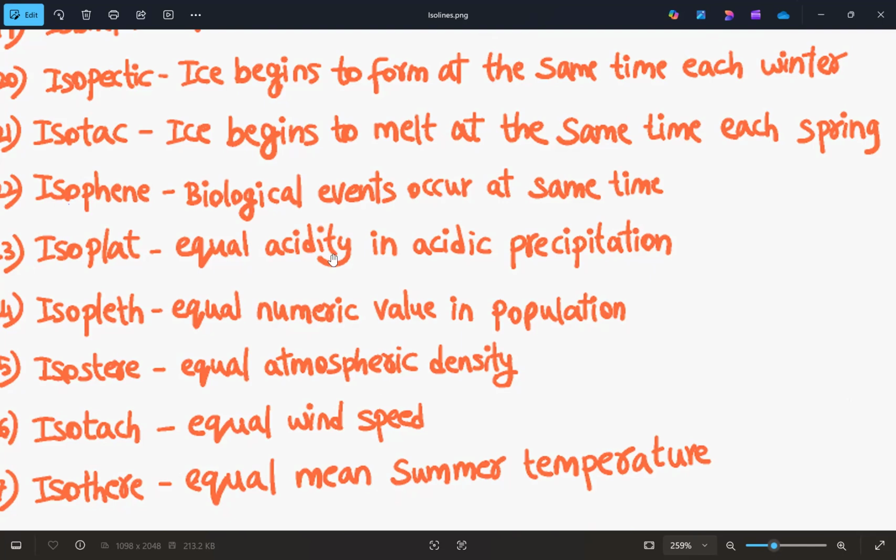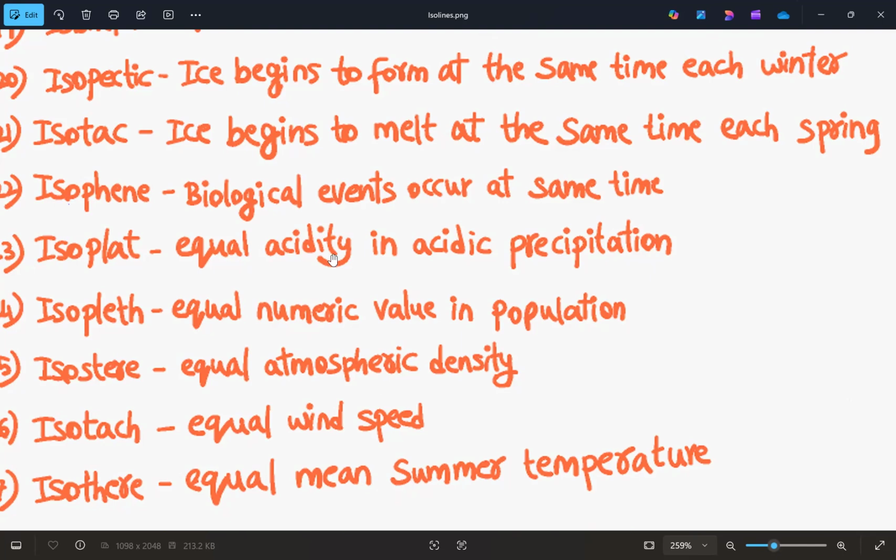And the next one is isopleth. It joins points that have equal numeric value in population. So these are all the places that have equal numerical value in population. That is isopleth. And the next one is isostere. What is an isostere? It has equal atmospheric density.